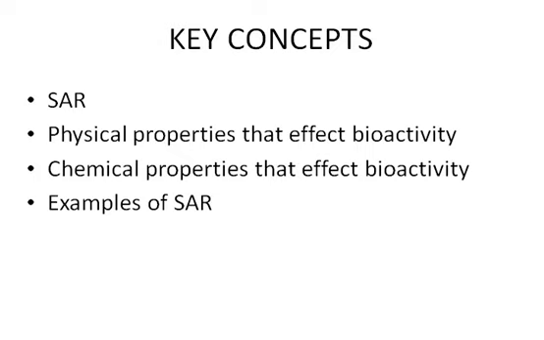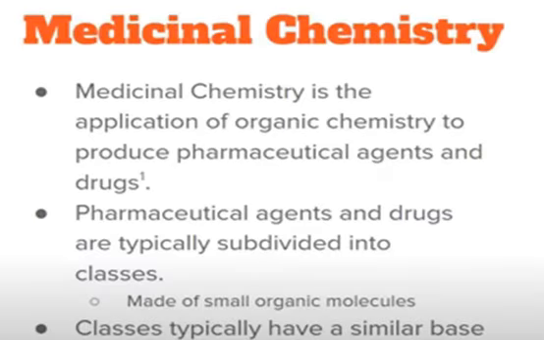So these were the different physical properties and these were the different chemical properties which we studied in the previous lecture, and now in this lecture we shall study certain examples of structure activity relationships that have been conducted so far. So medicinal chemistry is basically the application of organic chemistry to produce medicinal or pharmaceutical agents, which we normally call drugs, right?